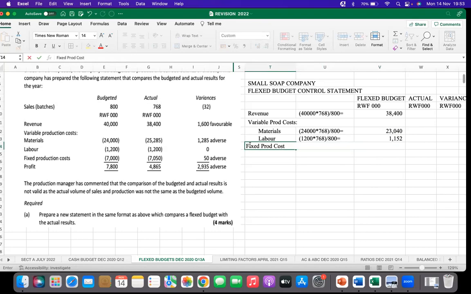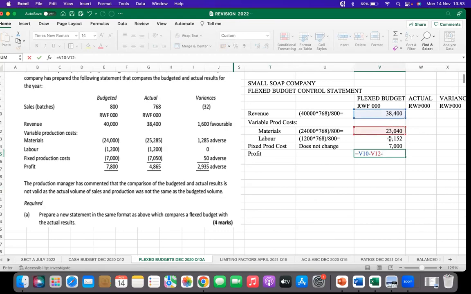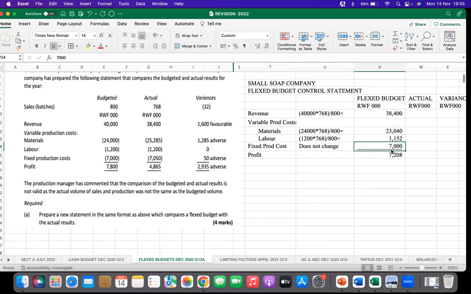Next, fixed production cost. What is fixed cost? Fixed cost does not change, so you don't adjust. We have 7,000. And then we will have our profit. Our profit will be 38,400 minus 23,040 minus 1,152 minus 7,000. What does it give you? 7,208.